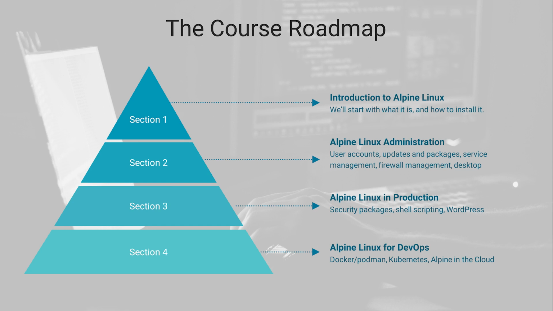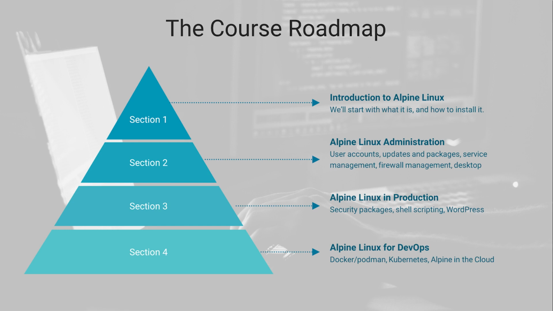Part 3 is Alpine Linux in production. We'll be talking about some of the security packages that are available in the Alpine Linux repository that you can use to set up your machine as a good vulnerability scanner or penetration testing machine, things of that nature. We'll talk a little bit about shell scripting, and we'll even talk about some of the ways that you can use Alpine Linux as a server. In this case, we're going to talk about installing WordPress.